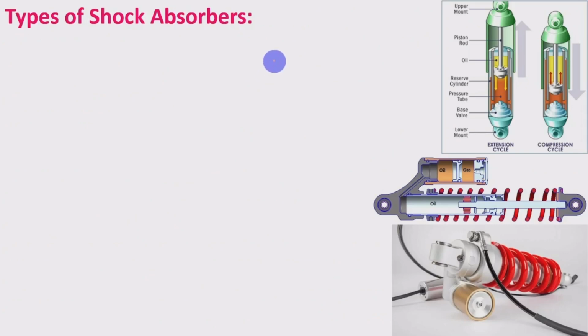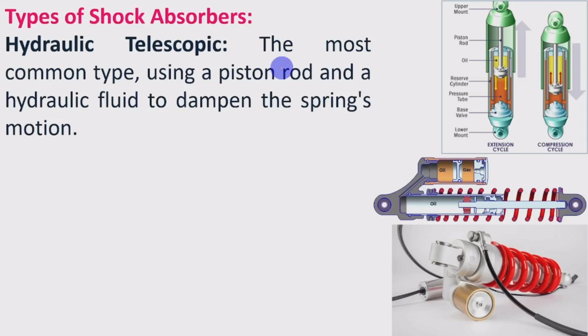Types of shock absorbers. There are three types. The first one, hydraulic telescopic. The most common type, using a piston rod and a hydraulic fluid to dampen the spring's motion. Here, this is the hydraulic telescopic shock absorber or damper, as we can call it.